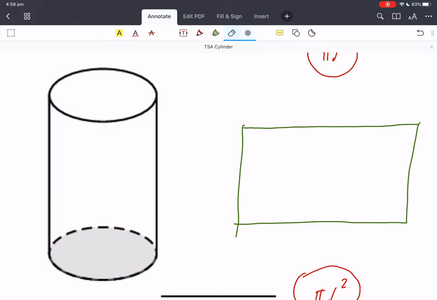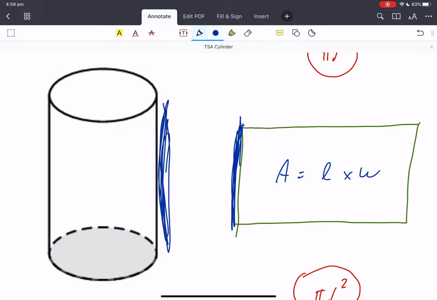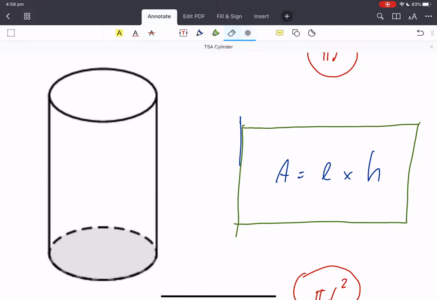Okay, so what is the area of a rectangle? Area equals length times width. Let's look at the width of my rectangle. Can you see the width of my rectangle is the same as the height of my cylinder? So I'm going to rub out this W and substitute it with the height, because it's the same thing. That height and that width are the same, so let's make them the same over there.